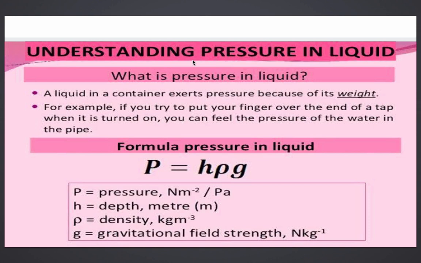What is pressure in liquid? A liquid in a container exerts pressure because of its weight. For example, if there is an empty bucket, then the weight that we feel is less. Now once I fill it with water and then I lift it up, what do I feel? Because of the weight acting in the downward direction, I feel some kind of pressure acting at the bottom of it. So a liquid in a container exerts pressure because of its weight.